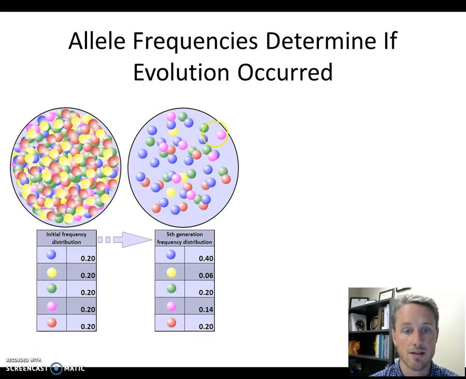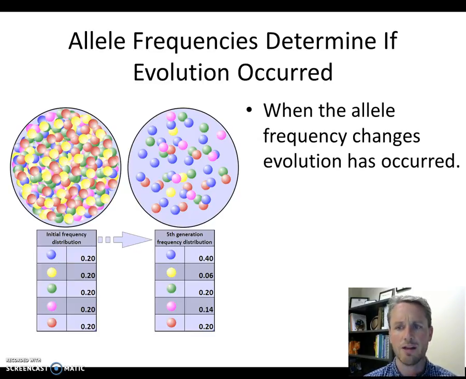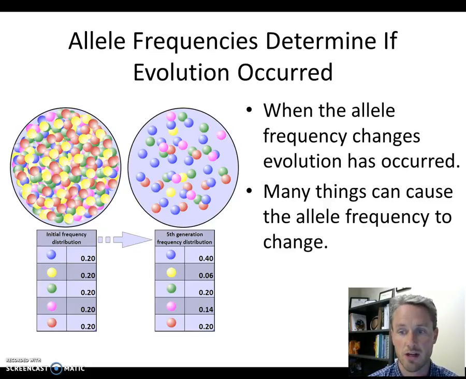So if we look at the allele frequencies for this starting population, they're listed right here. We say that the 5 alleles for this trait are equally distributed. Each one of them occurs 20% of the time, or 0.2. But then 5 generations later, in the same population, so we're looking at the great-great-great-great-grandkids of this population, the allele frequency is now different. One of the alleles has increased up to 40%. Another allele has decreased down to just 6% of the time. So the allele frequency has changed, evolution has occurred. So remember, when the allele frequency changes, that's evidence that evolution has occurred.